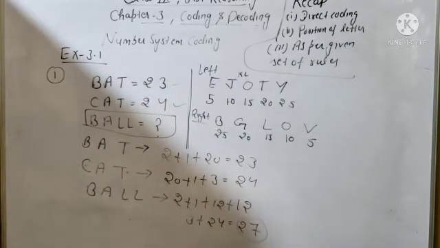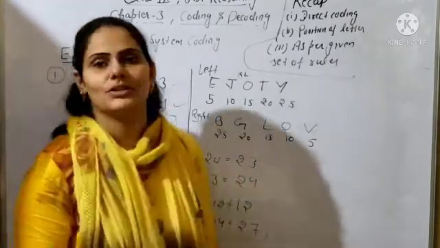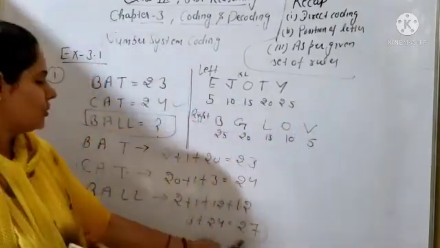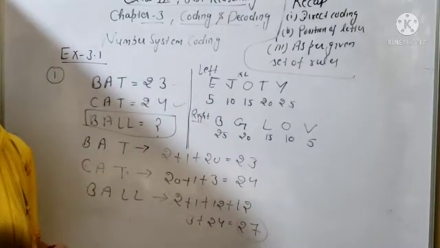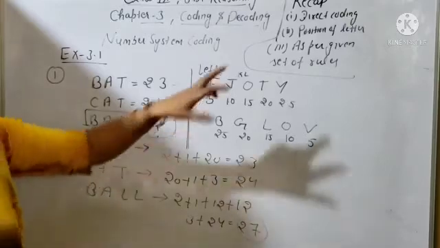Visible. Okay, fine. The options given are 27, 26, 28 and 29. So you have to find out the correct answer. 27 will be your correct answer. BALL you will represent by 27. So like that you can do the second rule.